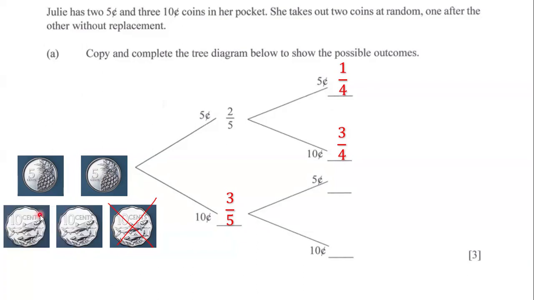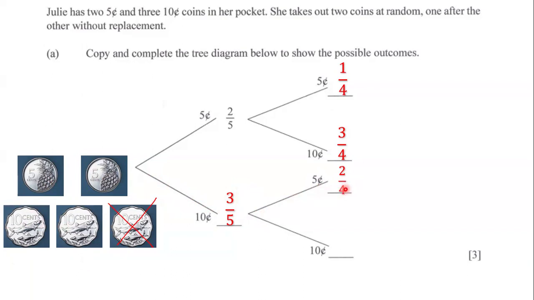And so since she already selected a 10 cents, they want us to figure out what is the probability of her selecting a 5 cents on the second try. Now, how many coins does she have to choose from? Well, she has 1, 2, 3, 4 coins to choose from, right? 4 coins in total that are left.